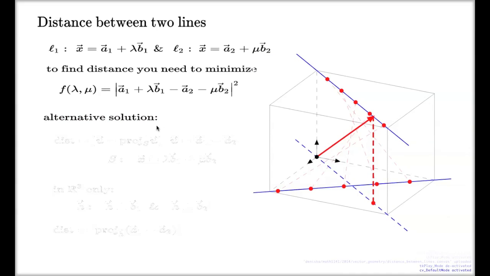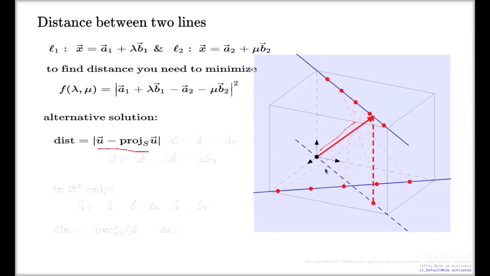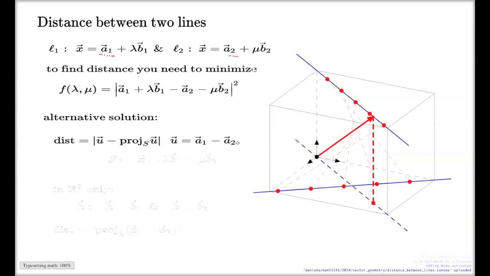So the alternative solution to this, and that's a pure algebraic solution, will go like this. Distance, which we know is the length of the vector, is my u vector, and the s is a plane like this. And the u vector can be taken as a difference of a1 and a2. Here it is. So the alternative solution basically will be just following these two lines.